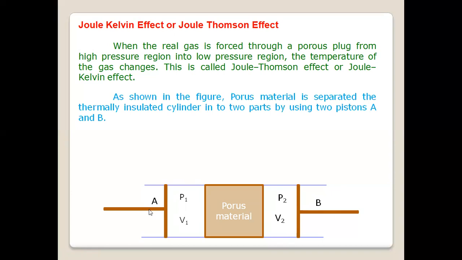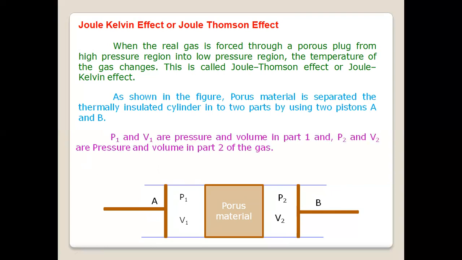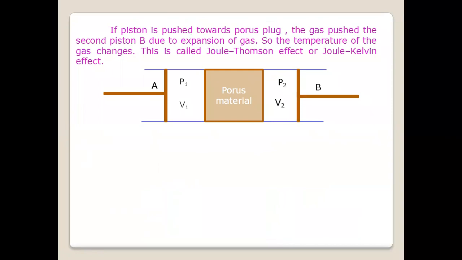When we move piston A towards the right side, the pressure increases, and the gas in compartment 1 passes through the porous material and enters compartment 2. So here P1 and V1 are the pressure and volume in compartment 1, and P2 and V2 are the pressure and volume in compartment 2. If piston A is pushed towards the right side, the gas is pushed through the porous material into the second region, so that due to this expansion, the temperature changes. This is called the Joule-Thomson effect or Joule-Kelvin effect.